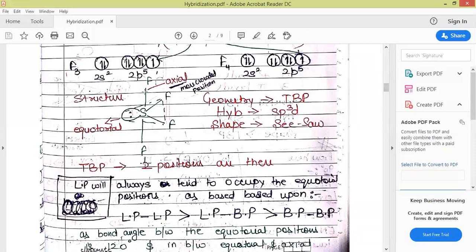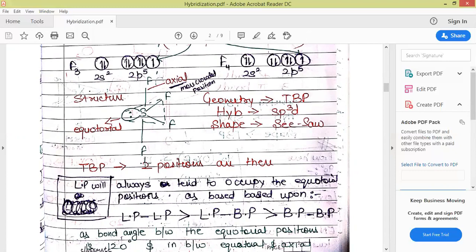So this is the axial position and this is the equatorial position. So this is a rule while drawing the geometry of trigonal bipyramidal geometry: for molecules having trigonal bipyramidal geometry, the lone pair always occupies the equatorial position.